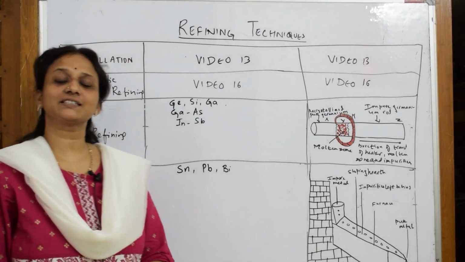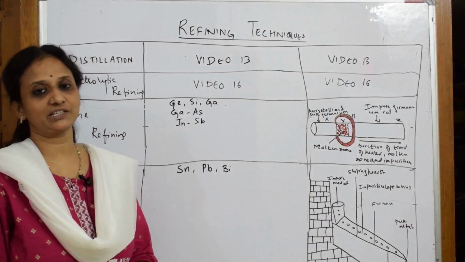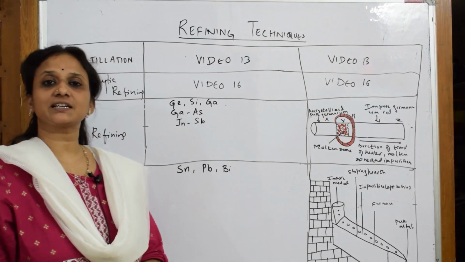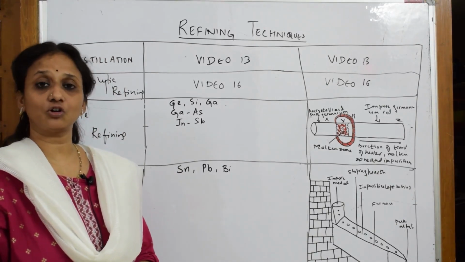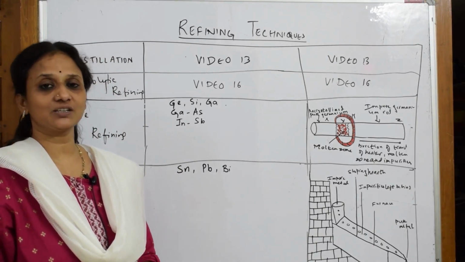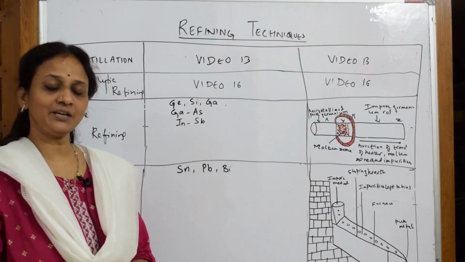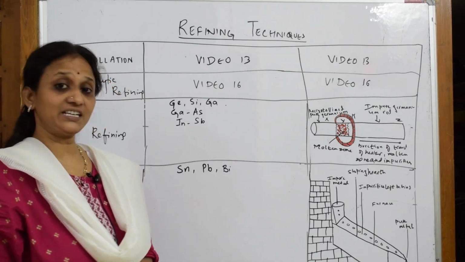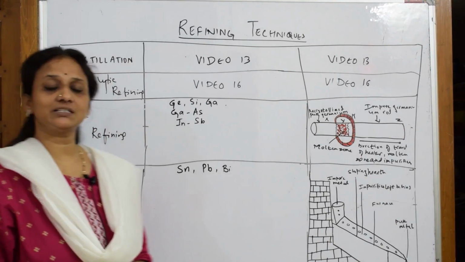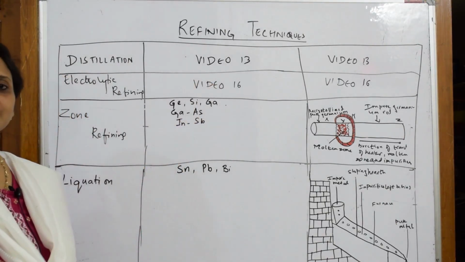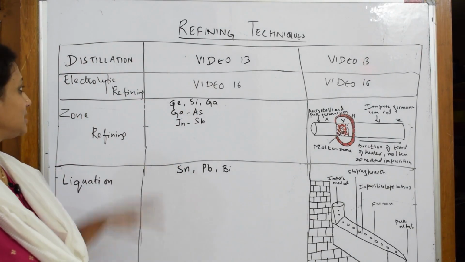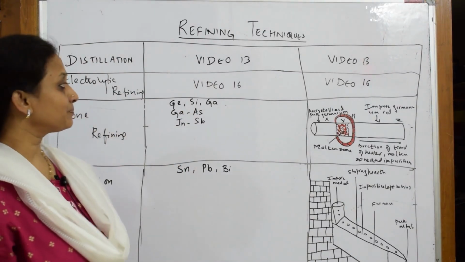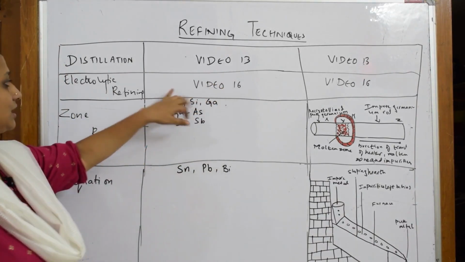So let us come back and start with the refining techniques of your metallurgy chapter. Till now we have learned extraction of iron, zinc, aluminium, copper, silver. All these are covered in a very detailed way. Almost we are coming to the end of the chapter. Refining techniques. When you speak about refining techniques, your NCERT book has a list of refining techniques. That includes electrolytic reduction, which I've already done, numbered under video 16.